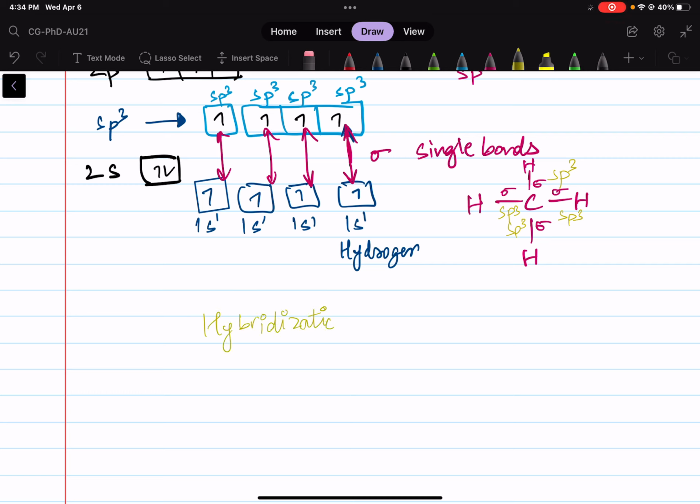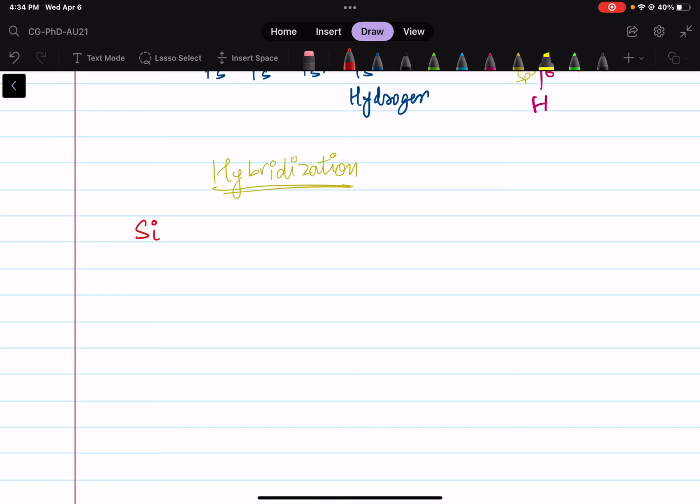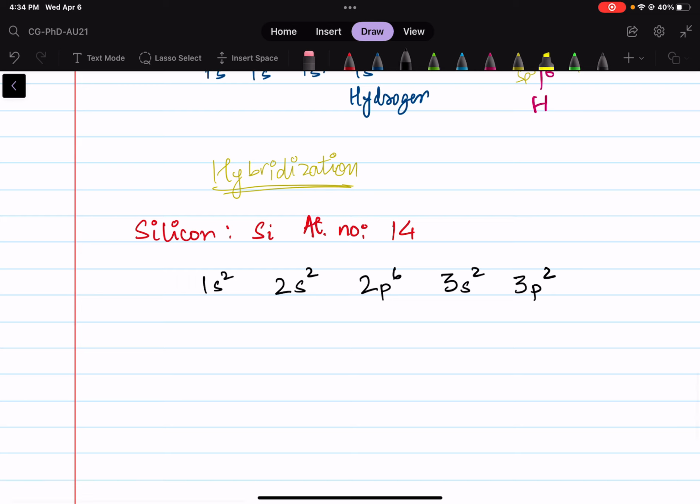So in the quiz, there was an example of silicon. Silicon has atomic number of 14. So if you write the electronic configuration, that becomes 1s2, 2s2, 2p6, 3s2, and then 3p2. Similar to carbon, the 3 shell has 3s2 and 3p2, so in 3s you have 2 electrons, and in 3p you have 2 electrons.